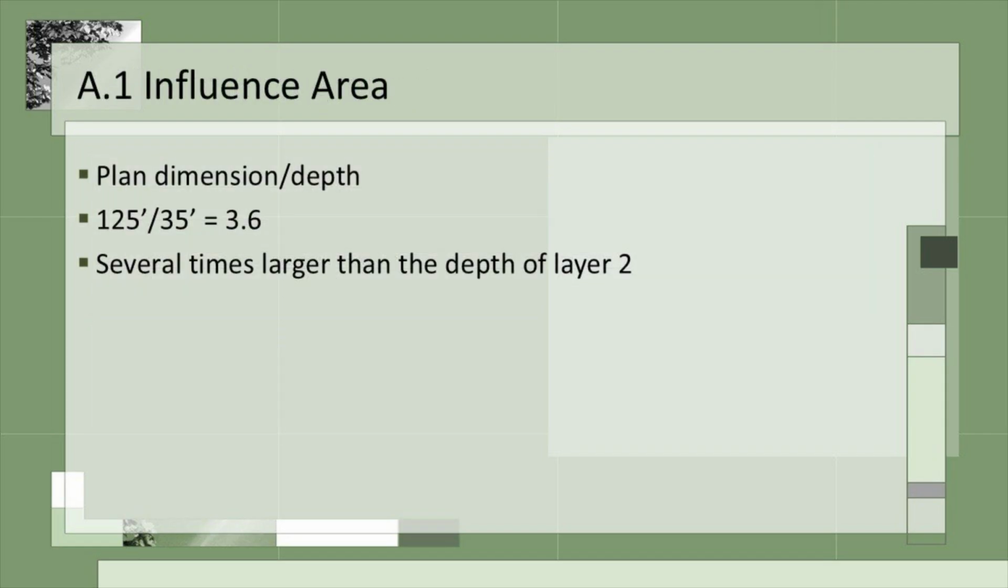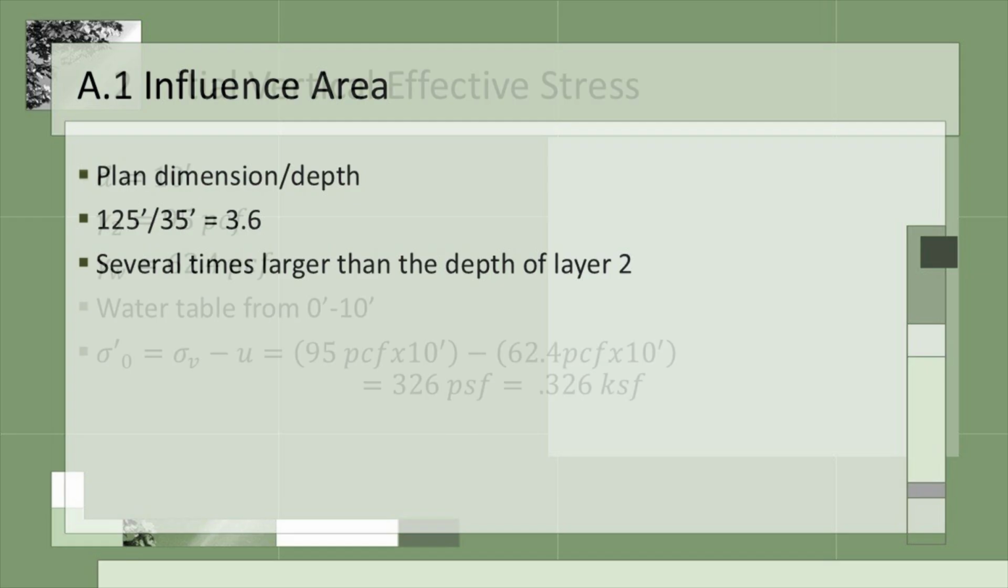The first step was evaluating the influence area of the fill. The ratio of planned dimension to depth is 125 feet divided by 35 feet, which gives a value of approximately 3.6. Since this ratio is several times larger than the depth of the compressible layer, we can reasonably assume vertical stress distribution and one-dimensional consolidation behavior for the deeper layers.